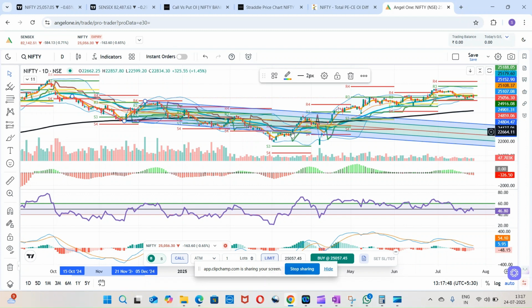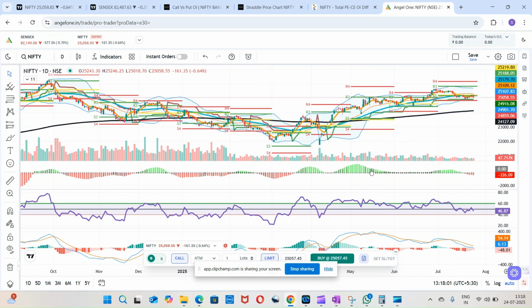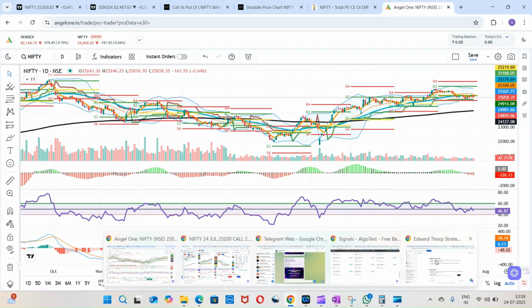Where you can take support, you can take a buy trade. Resistance, you can take a sell trade. In the median, if it's breaking the median, you can take a sell trade or a buy trade accordingly. Okay. So this is the modified Skiff Pitchfork.